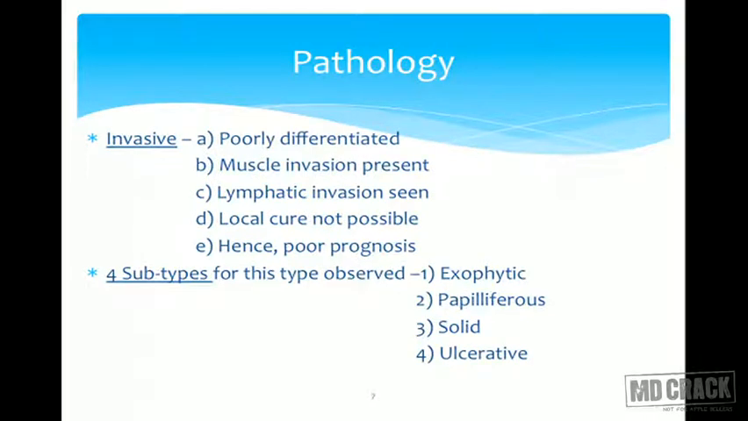Pathology, last stage, that is the invasive form. It is now a poorly differentiated pattern. Muscle invasion is present. Lymphatic invasion comes into picture the moment muscle gets invaded by tumor cells. Local cure is unfortunately not possible. Hence, this particular entity will have bad prognosis. Four subtypes have been observed: exophytic, papilliferous, solid form, or sometimes ulcerative form that we have seen.